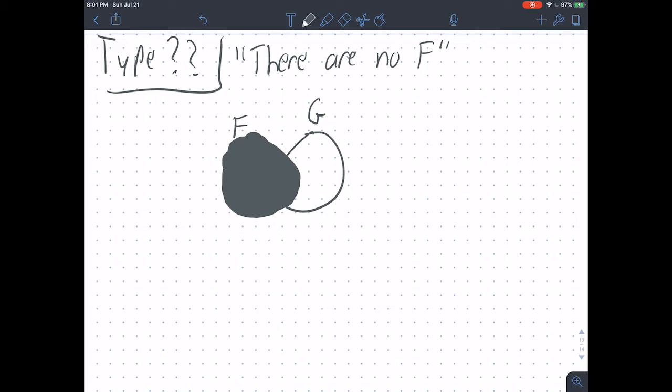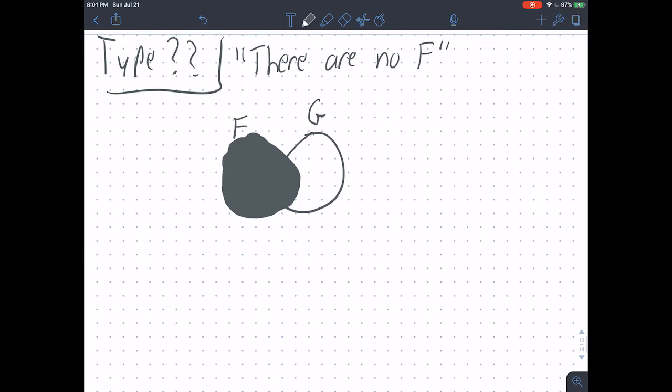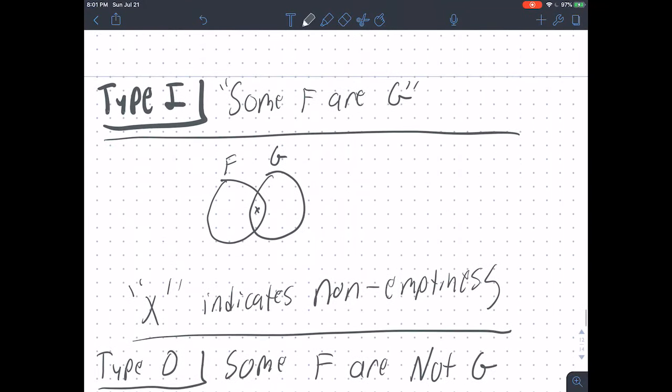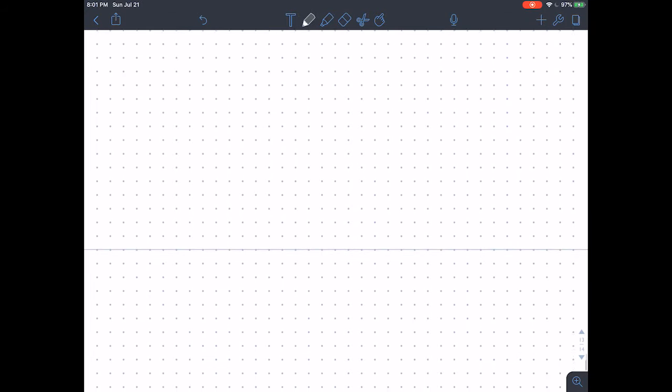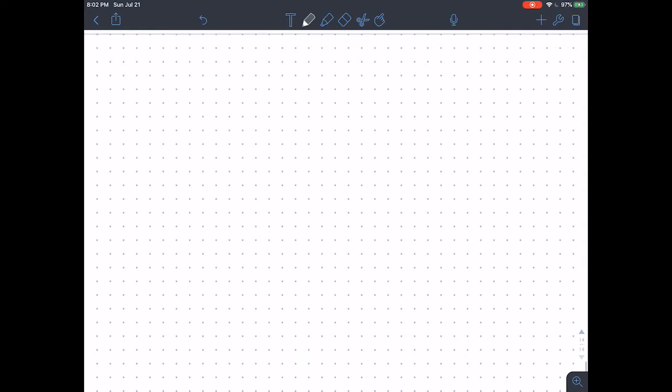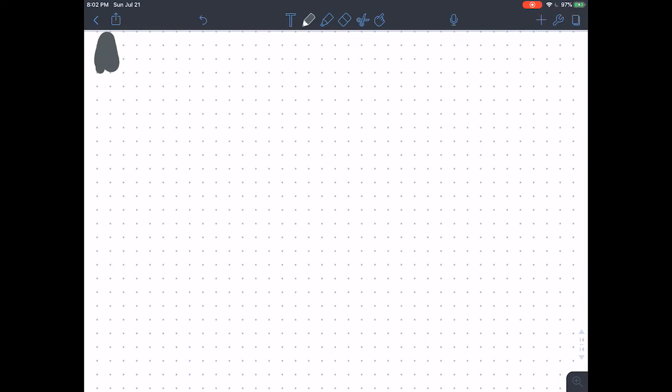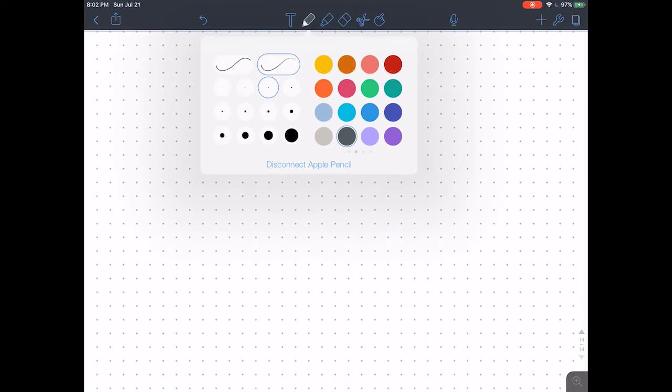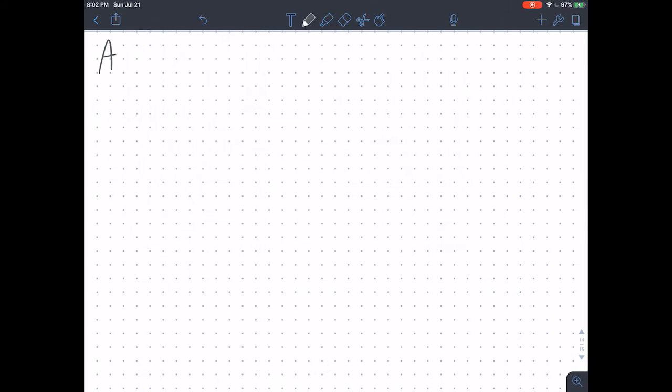Okay, so now that we know how to draw our diagrams, again, you just have to memorize the different ways of drawing them, but it's pretty straightforward. We're going to look at how to test arguments for implication using these. Traditionally speaking, an argument in term logic is known as a syllogism.